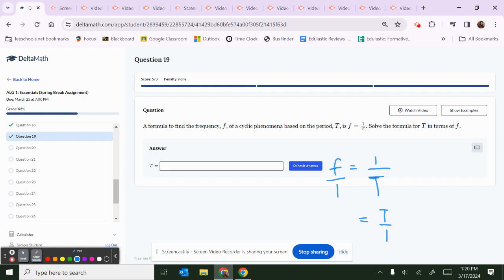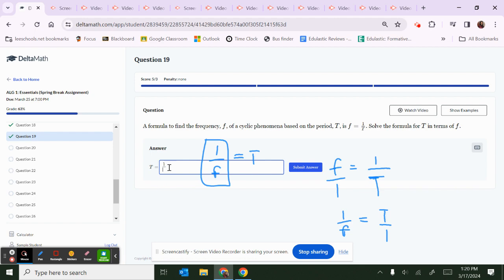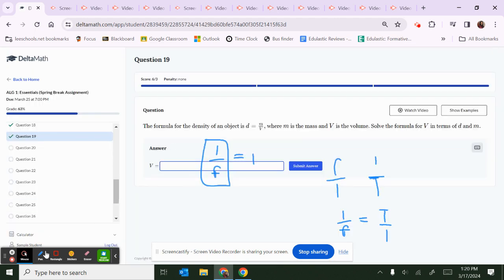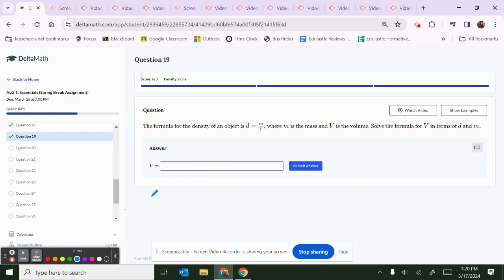But if I flip the side on the right, I need to flip the side on the left. So this will flip to be 1 over f, all right? And again, t is the same as t over 1, so t is equal to 1 over f. And that is it. Okay? So again, guys, a lot of these can be easy, but a lot of them can be difficult. So that's why I recommend trying as many problems as you can, because the variations can be very different.